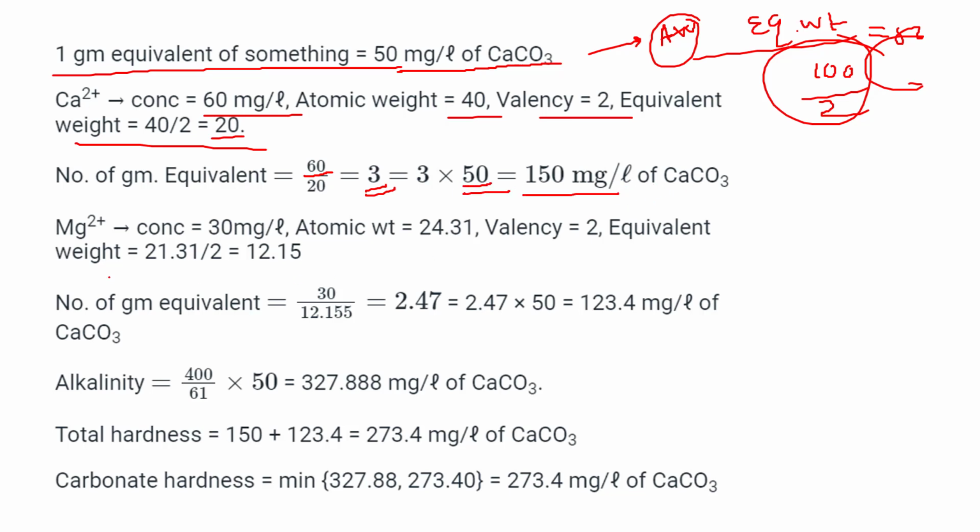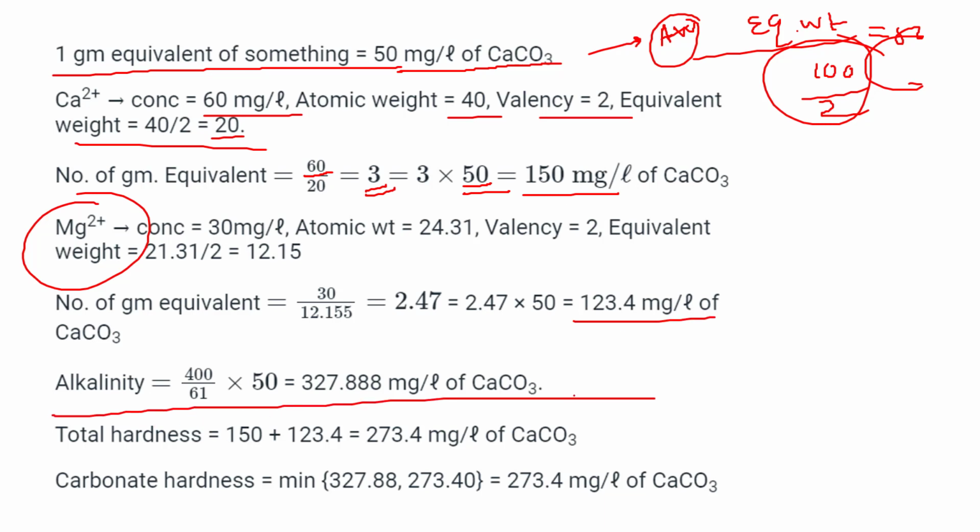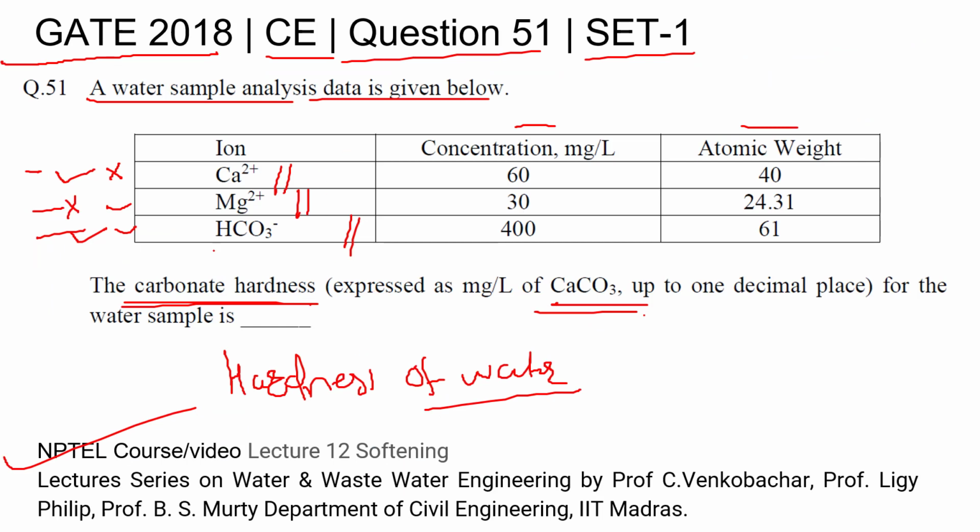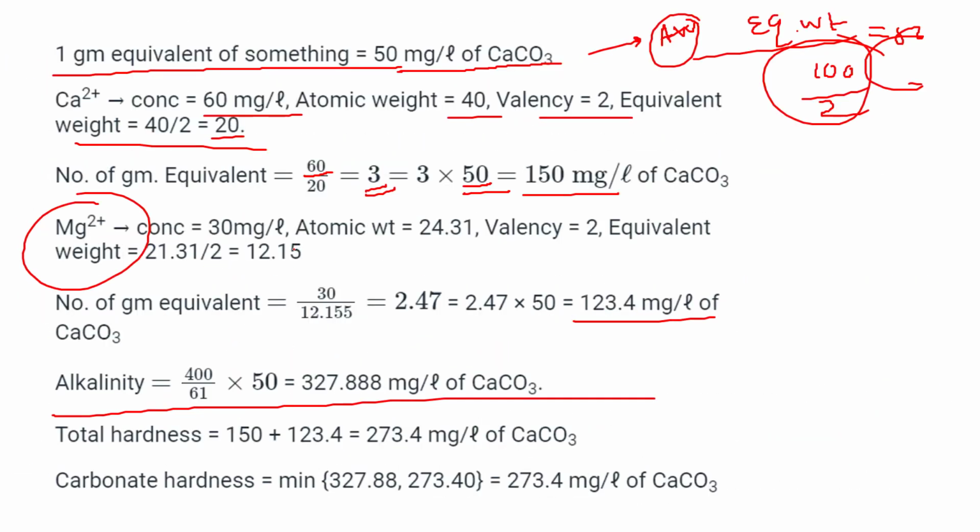Similarly for Mg and the other elements, the concentration of Mg plus 2 in terms of CaCO3 will become 123.4. Alkalinity is what? Alkalinity is given by this HCO3 400. So the concentration in terms of CaCO3 will become 327.88 mg per liter.